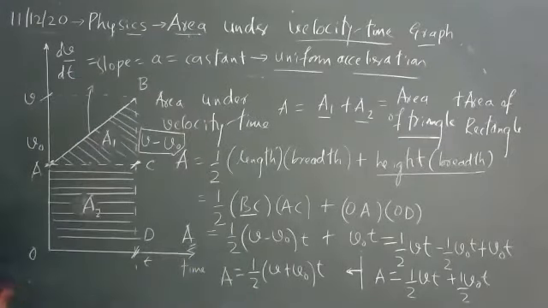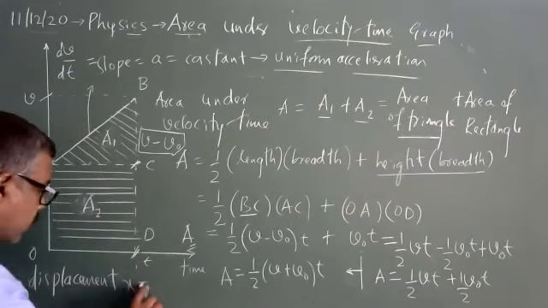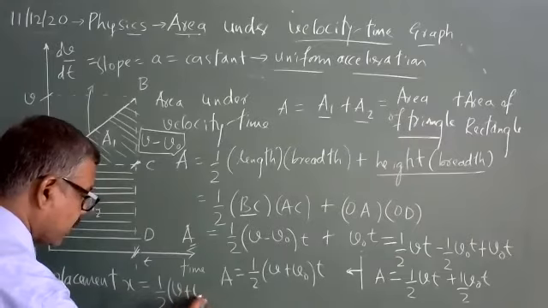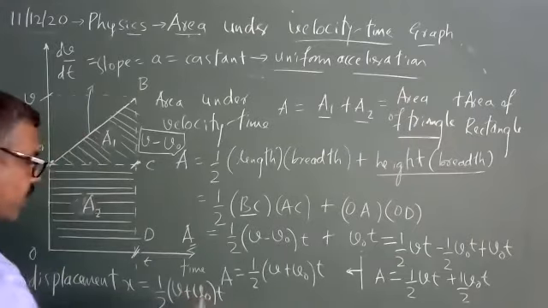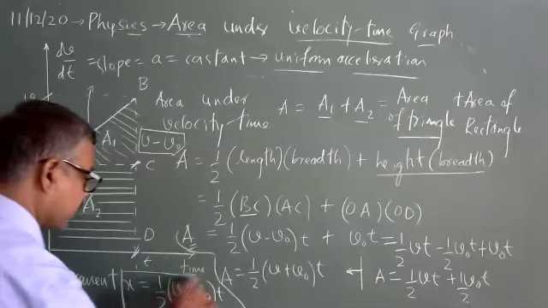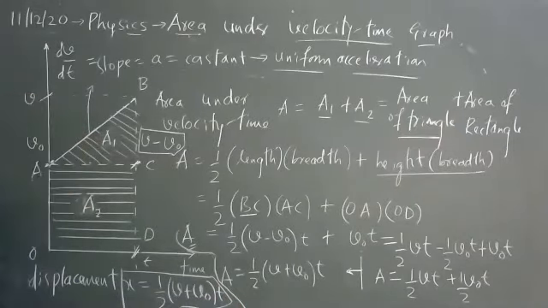As I said, mathematically, displacement x is equivalent to 1 by 2, A means x, final velocity plus initial velocity into time. So this completes the arguments. Your displacement is written mathematically in terms of equations. It is 1 by 2 (v plus v naught) t. This is called final velocity. This is called initial velocity.